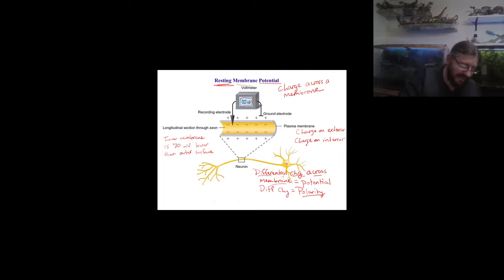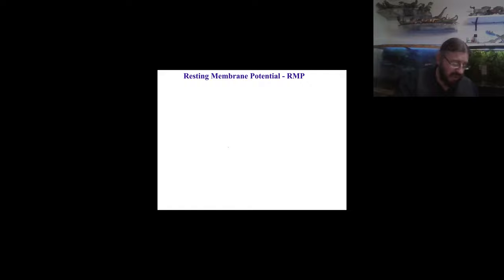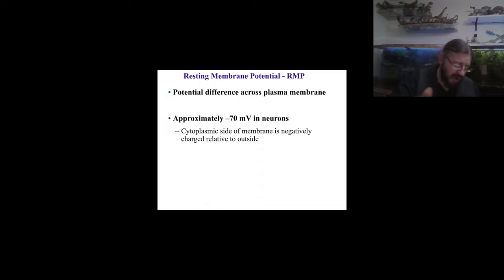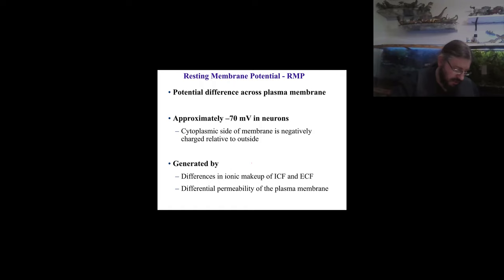The resting membrane potential, so the potential difference across the plasma membrane, is negative 70 millivolts in neurons, with the cytoplasmic side negative or lower in charge than the exterior side. Not too bad. So this is generated through a number of different things. We have differences in ionic concentration of the intracellular fluid and extracellular fluid.